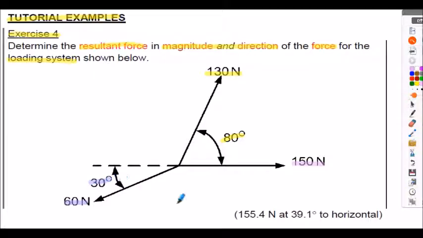I would encourage you to start the presentation and attempt this exercise. Again, use a tabular approach as we did in the previous example, and see if you can evaluate the resultant force for this loading system. The answers are shown in the bracket here. This is the magnitude and this is the direction. The full worked solution is shown on the following slide.